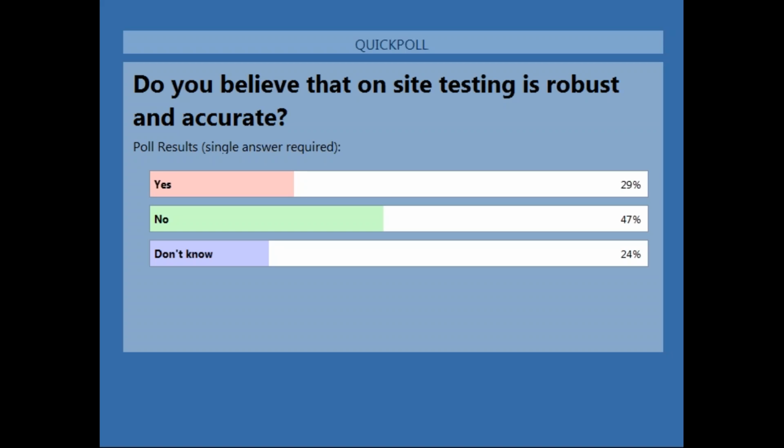So in terms of do we believe on-site testing is robust and accurate, 29% of you have said yes, 47% said no, and 24% don't know. Now that actually, if you look at it from an industry perspective, is quite a worrying result, because it's suggesting that we accept a testing regime, but we're not actually happy with the results we're getting from it.